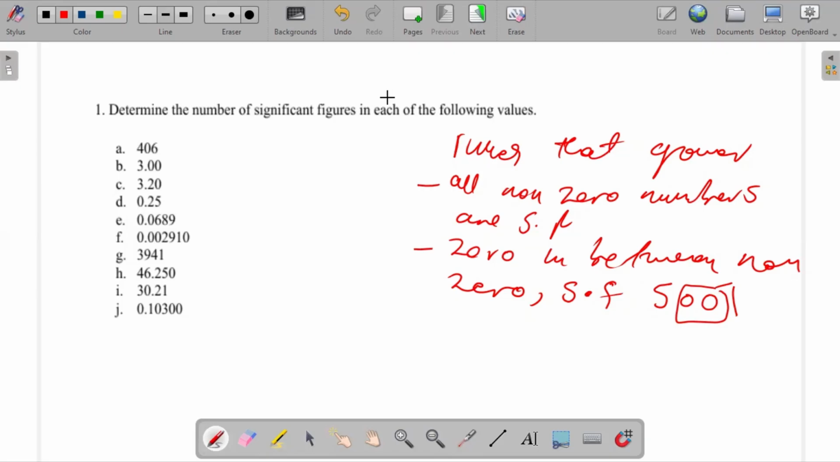The other rule that governs the number of significant figures is what we call the leading zeros. So what are leading zeros? Anyone to help us understand what leading zeros are? Go ahead, there's someone who wants to give us an answer. What are leading zeros?